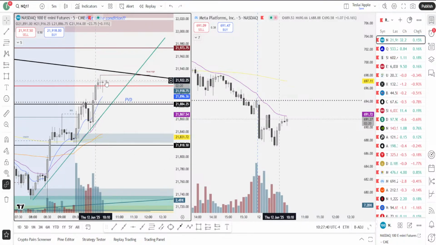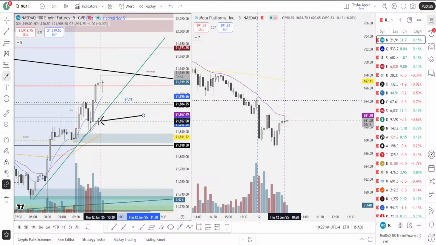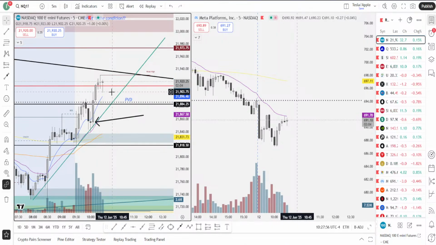The only way you would have a position here, in my opinion, is if you bought here and then you left the runner as the market was pushing up. Because if you left the runner, then you can trail. You can say, okay, as long as we're above the 9 EMA, I can hold this runner.